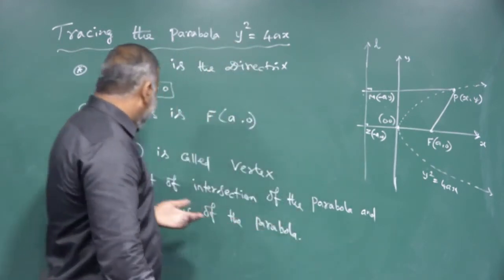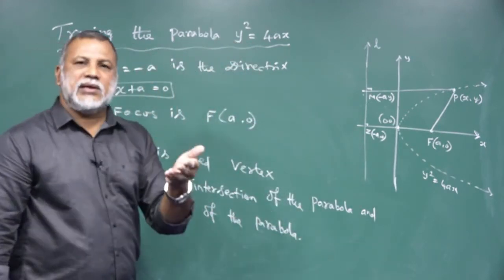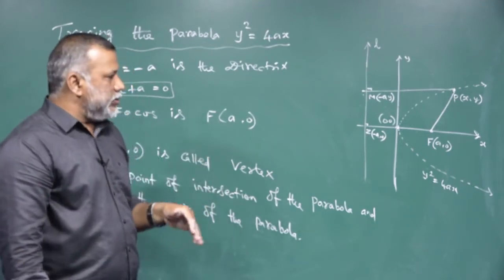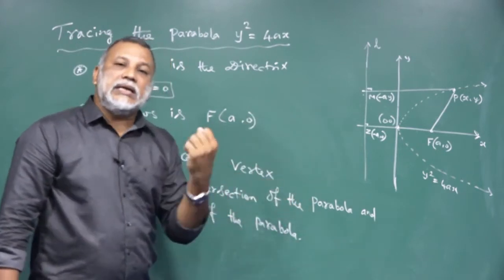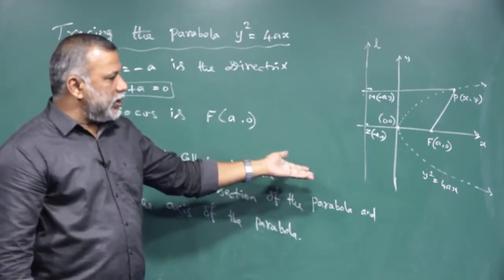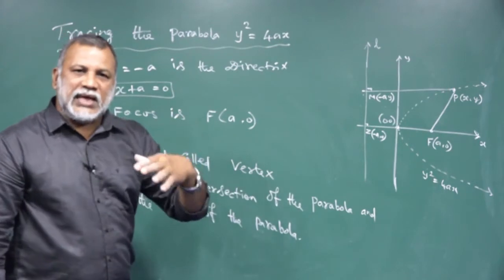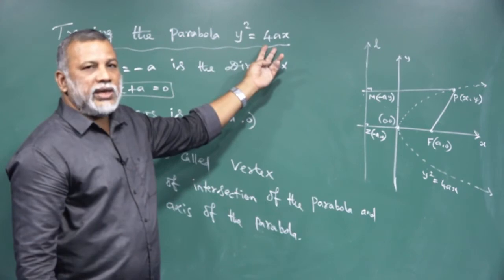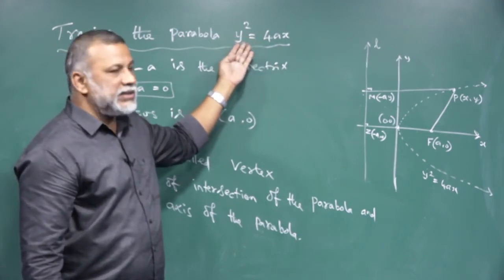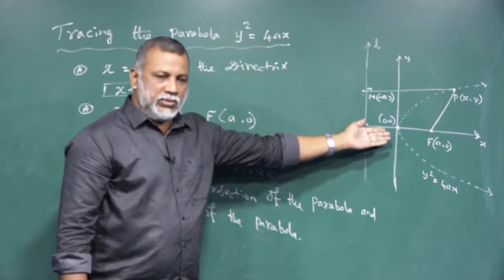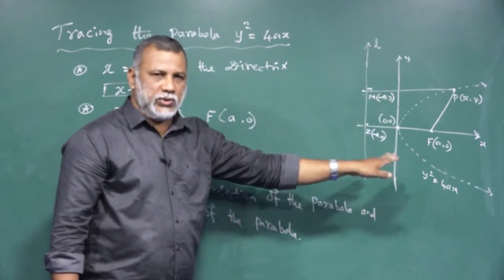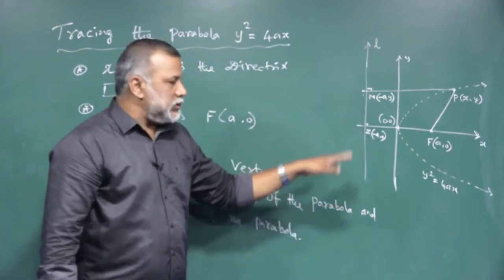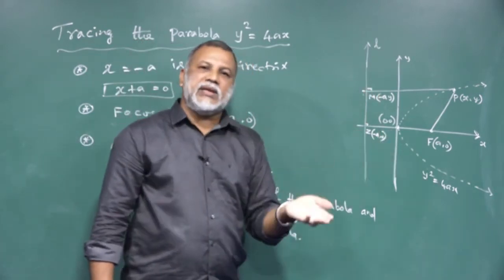Its equation, we can say, as we already worked out: the axis of the parabola is the x-axis, and its equation is y equal to 0. So these are the logics for tracing the parabola y squared equal to 4ax. Tracing means analyzing. Taking the standard equation y squared equal to 4ax, if it cuts the x-axis, y equal to 0, we get 0, 0. It passes through the origin 0, 0 only. For values of x less than 0, no curve exists. So the curve exists only for x greater than or equal to 0.